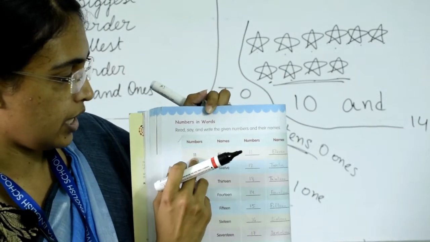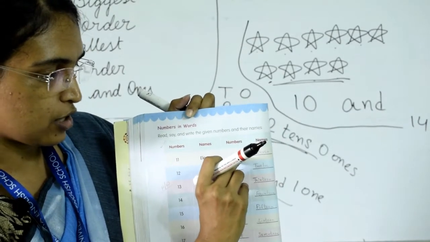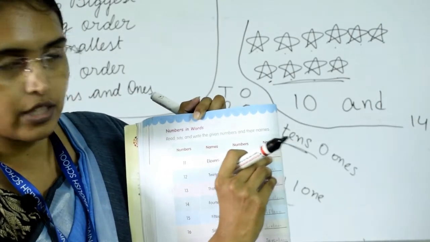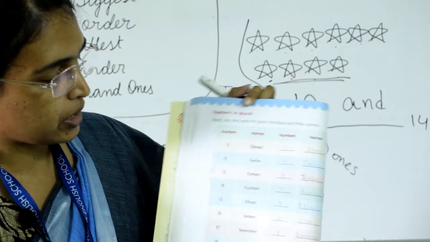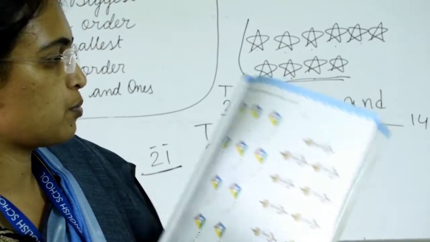So here it is written 11 and the spelling of 11 is written here. So I have written 11 in this box, and I have to write 11 and the spelling of 11 in this box. In this way complete this part. This portion is your homework. Turn the page, come to the next page.